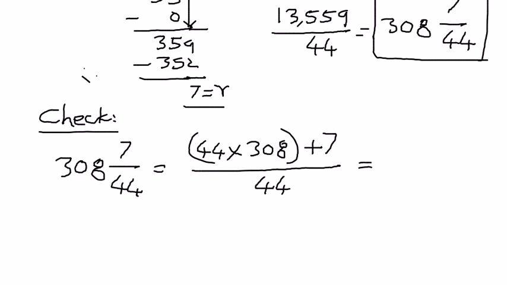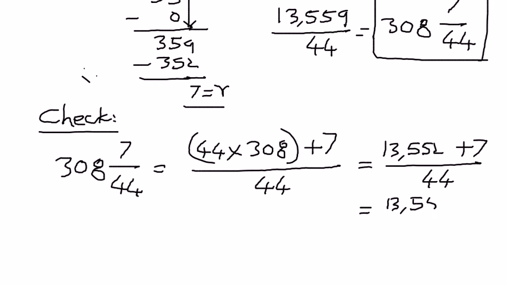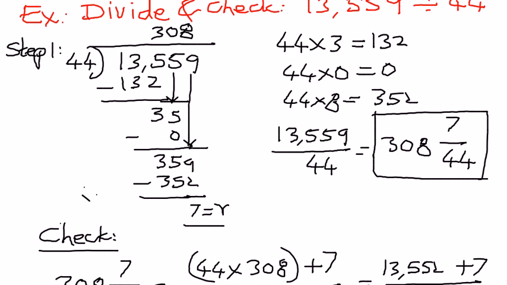So 44 times 308 is 13,552 plus 7 divided by 44. So 13,552 plus 7 is going to give us 13,559 divided by 44. So that is our original problem. That is what we had.